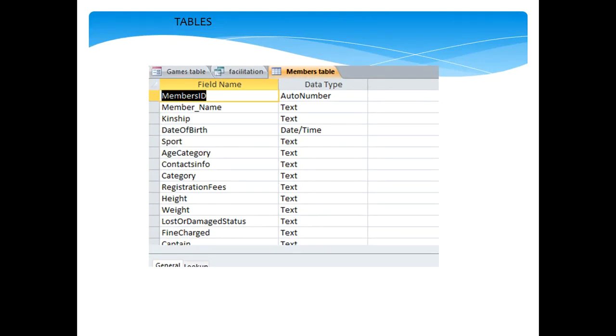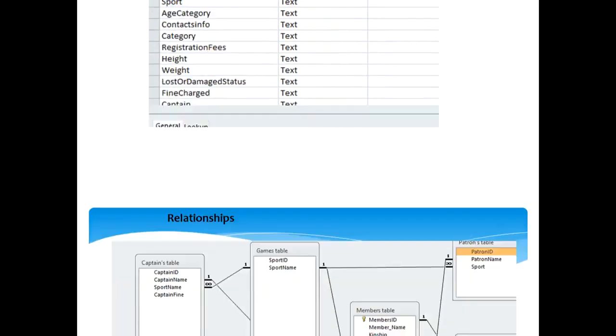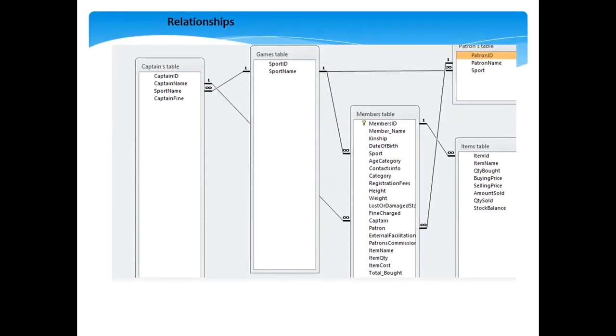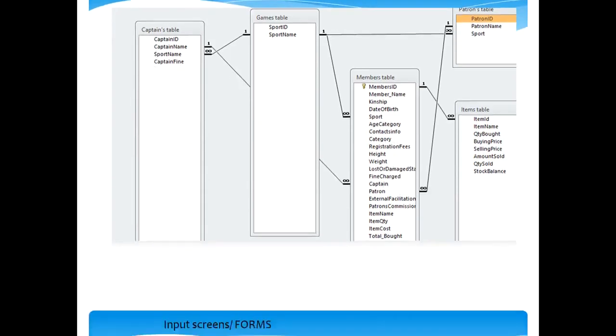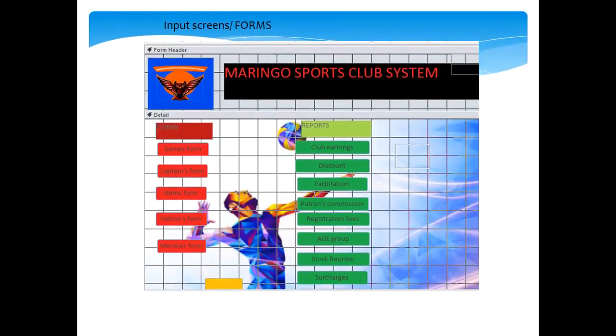You see, I have screenshot a table in design view showing field names and data types, just like you can see there. Then relationships. You see, you must screenshot a relationship showing at least 4 links. Mine has more than 4 links. So you do that, you screenshot the relationship. Then in the input or forms, you see what I am doing. You can screenshot the forms, just like I have done.